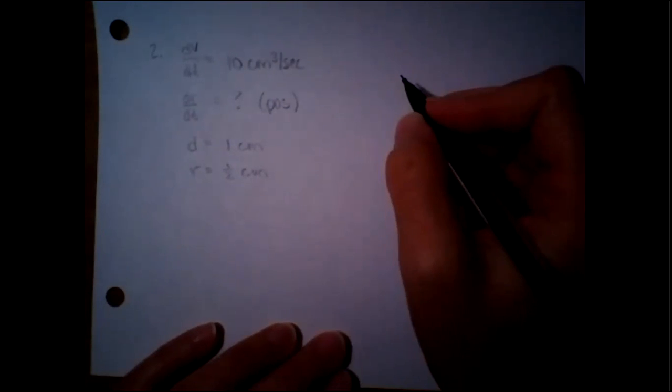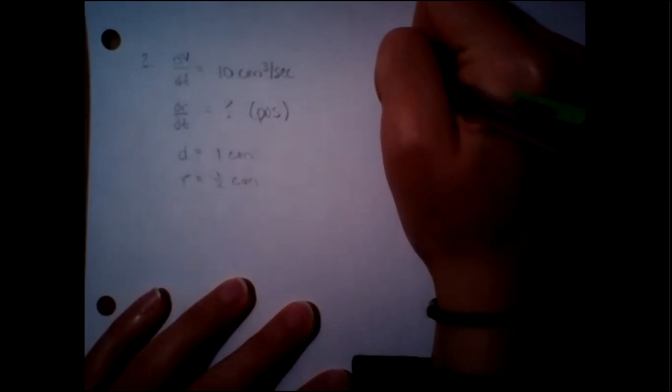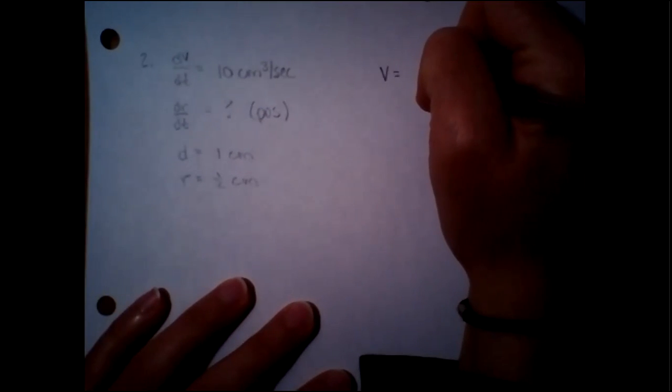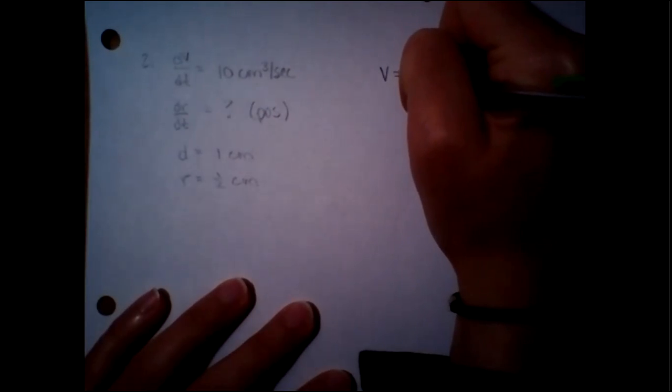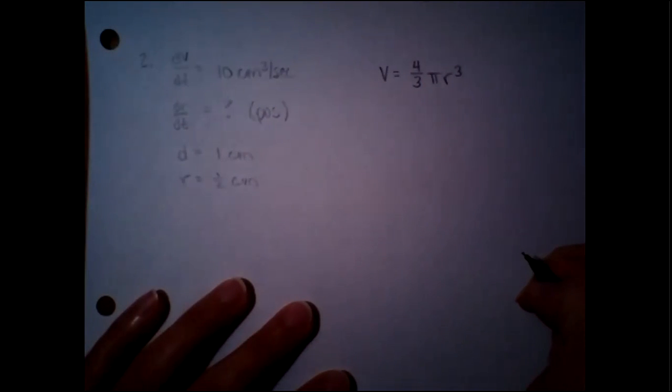All right. Now this one, the relationship between the variables, you're going to need volume for a sphere. I would not make you memorize that. I'm going to give you volume for a sphere. It is volume equals 4/3 pi r cubed. So that one I would give you.